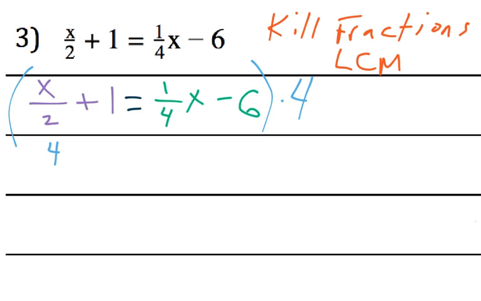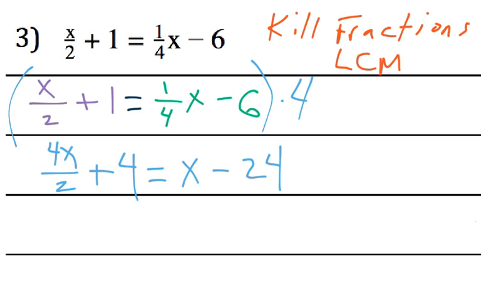So now I have 4x over 2 plus 4 times 1, which is 4, is equal to 4 over 4, which I'm not going to bother writing out. I'm just going to write x. And then be careful not to just write minus 6, because you know that everything is getting multiplied by 4, so that 6 has to become 24 as well.